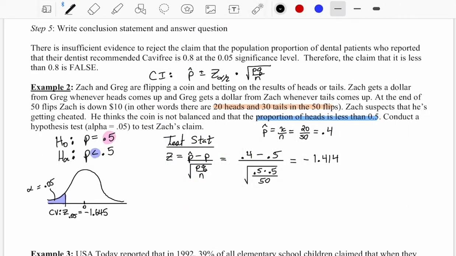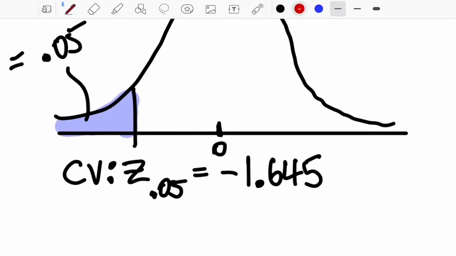All right, so now what we do is we look at this test statistic on the graph that we've already created. Negative 1.414. I don't know precisely where that's going to be, but I do know it's going to be shy of the rejection region. So I'll just place it right here. So Z equals negative 1.414 would be right here. Anywhere over here would have been fine, but it feels like it would be pretty close to the negative 1.645, just not quite, right?